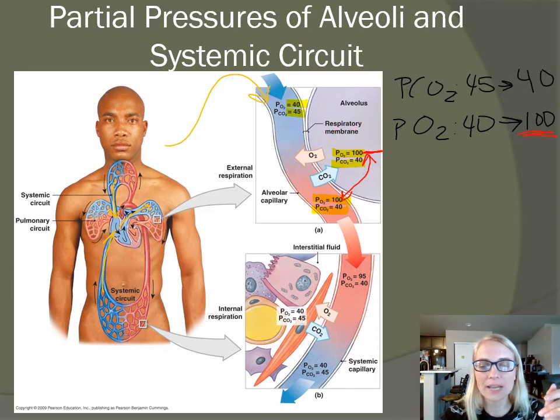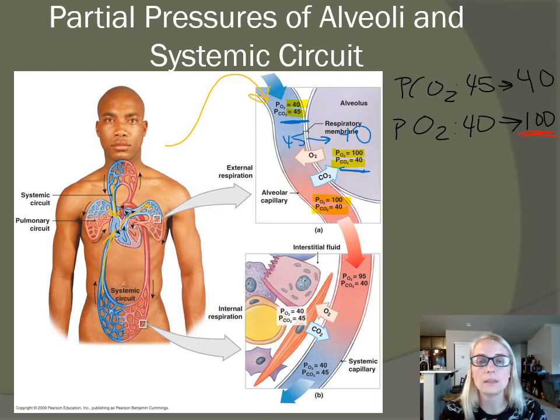So then if we take a look at the carbon dioxide, let's make that be blue. Carbon dioxide is a higher concentration here and a lower concentration here. So we have 45 in the capillary going to 40 in the alveoli. So we are diffusing, things are leaving the blood capillary and going into the alveoli until it reaches an equilibrium.